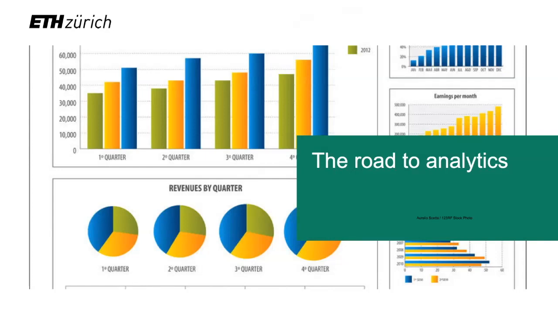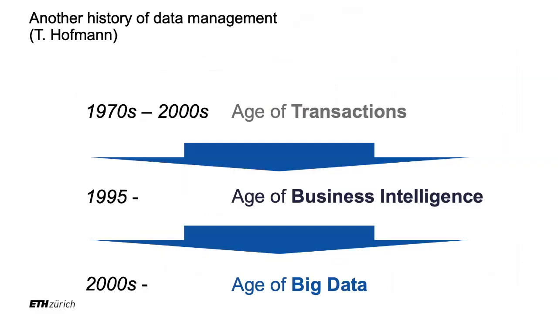So this is why in the 90s, some new technologies were invented in order to do this, which is called business intelligence, right? How do you aggregate data at the scale of the entire company in order to analyze it and make informed decisions about your business?